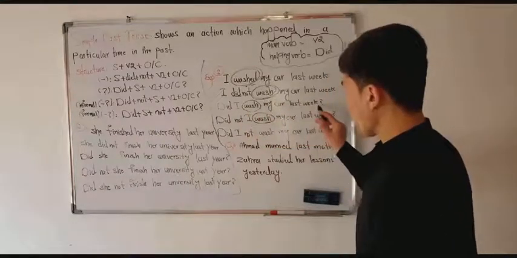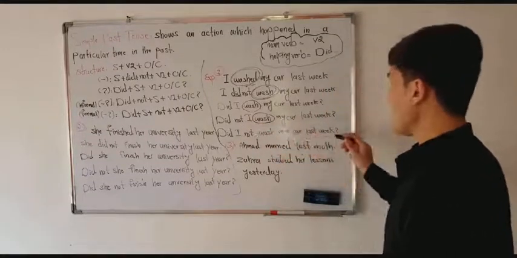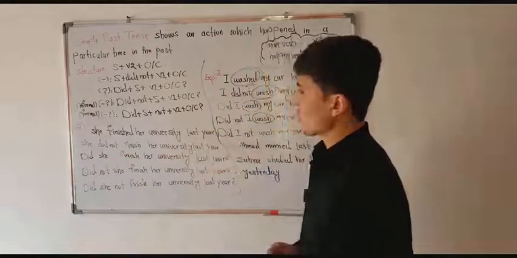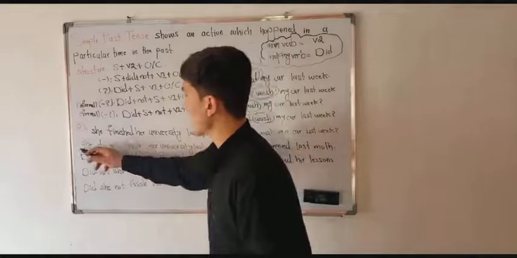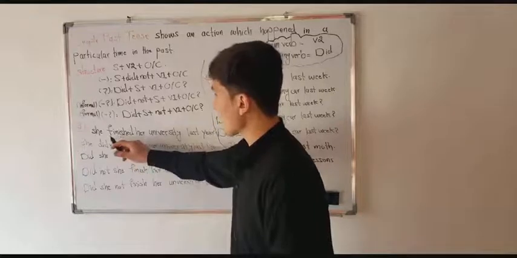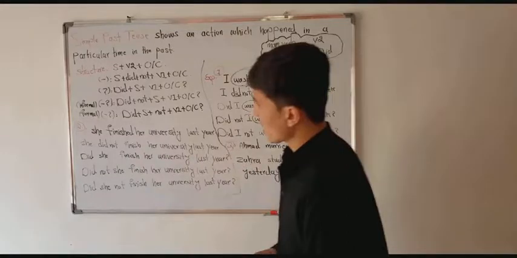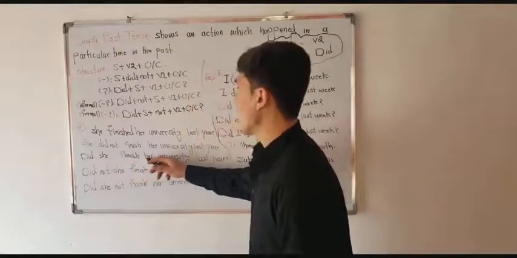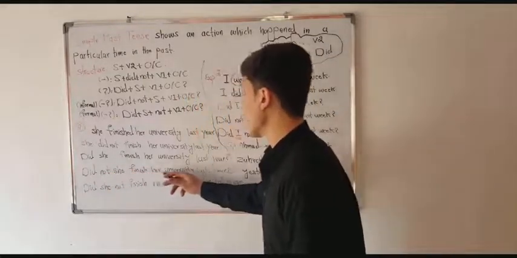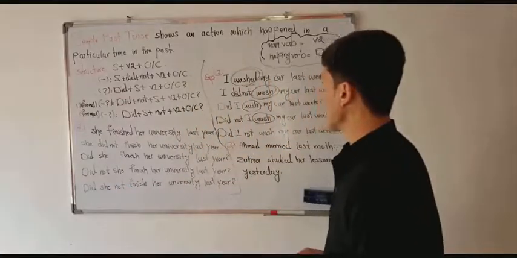Did I wash my car last week? Did not I wash my car last week? Did I not wash my car last week? The second example: she finished her university last year. This is affirmative, and this is interrogative. We just put did not and change the second form to the base form. She didn't finish her university last year. Did she finish her university last year? Did not she finish her university last year? Did she not finish her university last year?